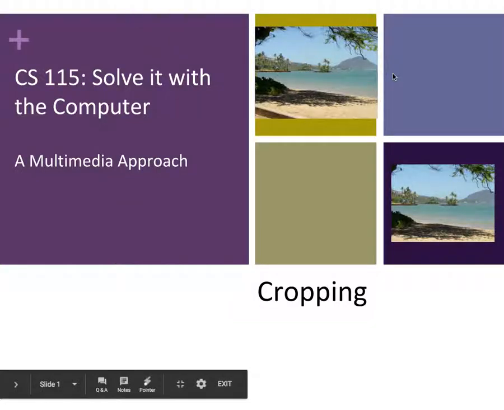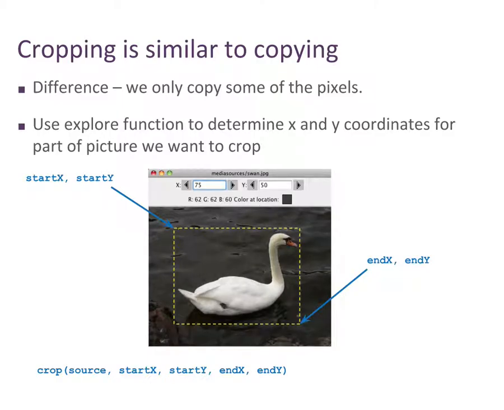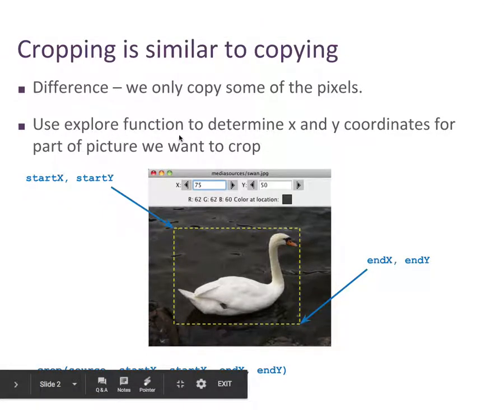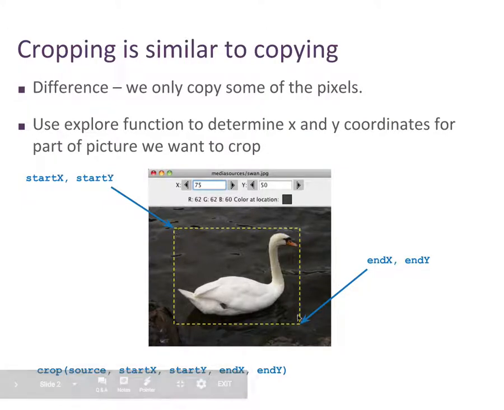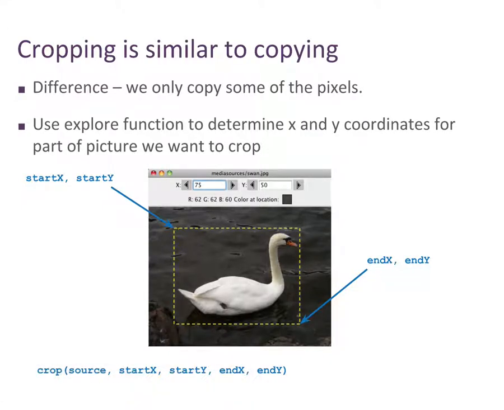So this video looks at cropping, which is a lot like copying, only instead of copying all of the pixels from the source to the target, we're just going to copy some of them. And so sometimes if you have a particular image that you want to crop, you can use the picture tool to explore the picture and figure out where the start X and end X and Y are for the picture that you want to crop, and I'll show you how to do that in the worked example.